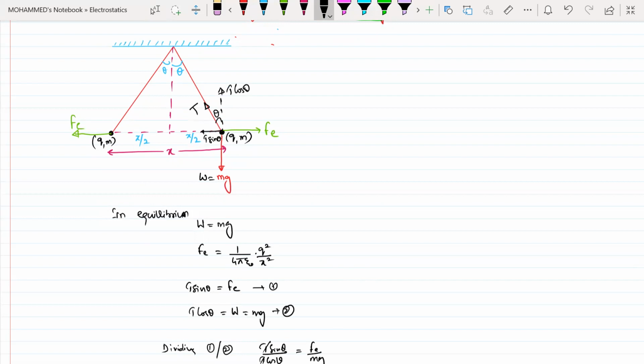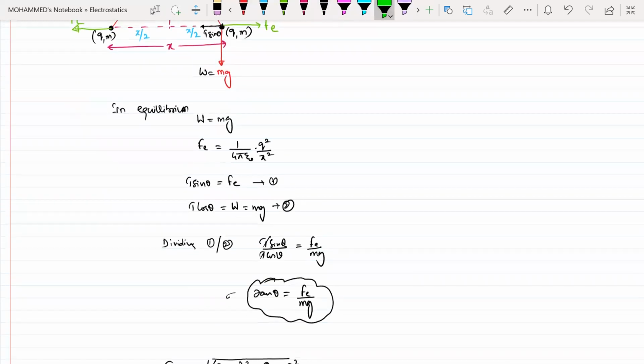As the charges have equal magnitude and the same nature, there will be a repulsive force, so the electric force acts in the opposite direction. The electric force balances T sin theta and the weight mg balances T cos theta. Dividing these relations, tan theta is equal to the electric force divided by mg.